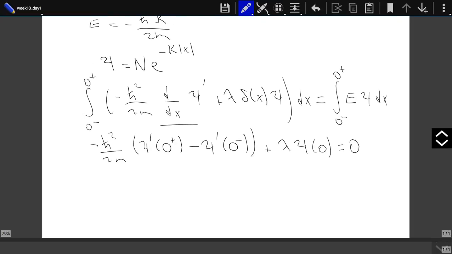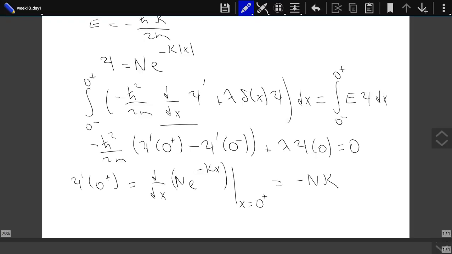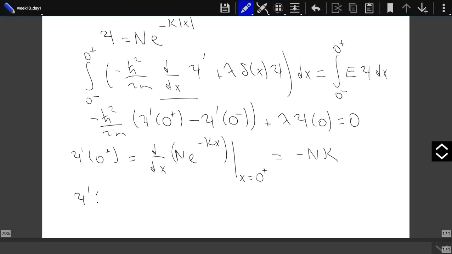Now if you just take this psi prime at 0 plus, this is nothing but the derivative with respect to x of n e to the power minus kappa |x| evaluated at x equal to 0 plus. We are looking at the positive values of x, so the absolute value of x is just x. So this is equal to minus n times kappa at x equal to 0. If you do the same thing for 0 minus, n times e to the power minus kappa times minus x this time, since you are evaluating at the negative values of x, the absolute value of x is minus x, at 0 minus, this is equal to n times kappa.